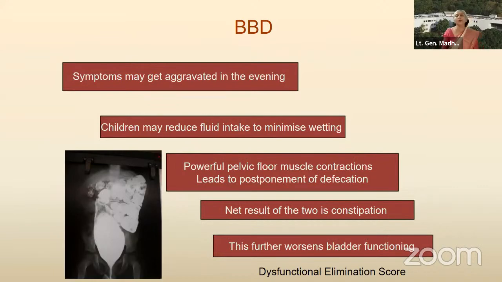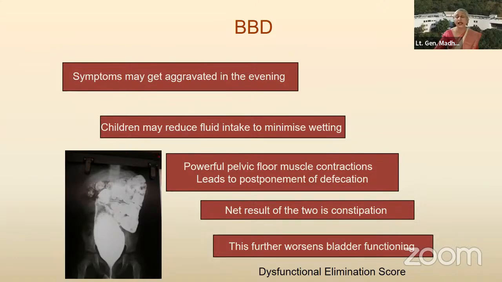And now more and more we are realizing that voiding disorders are not just of the bladder, but bladder and bowel are embryologically connected together, neurologically connected together, anatomically sharing the same space, and the problem of one affects the other. So therefore, a child who does not drink enough water may have symptoms which get aggravated in the evening. They tend to reduce fluid intake to minimize the wetting. And these powerful pelvic floor contractions lead to postponement of defecation, because the pelvic floor is trying to stop leaking of urine. The net result of the two is constipation, and a loaded bowel presses on the bladder, which further worsens bladder functioning.